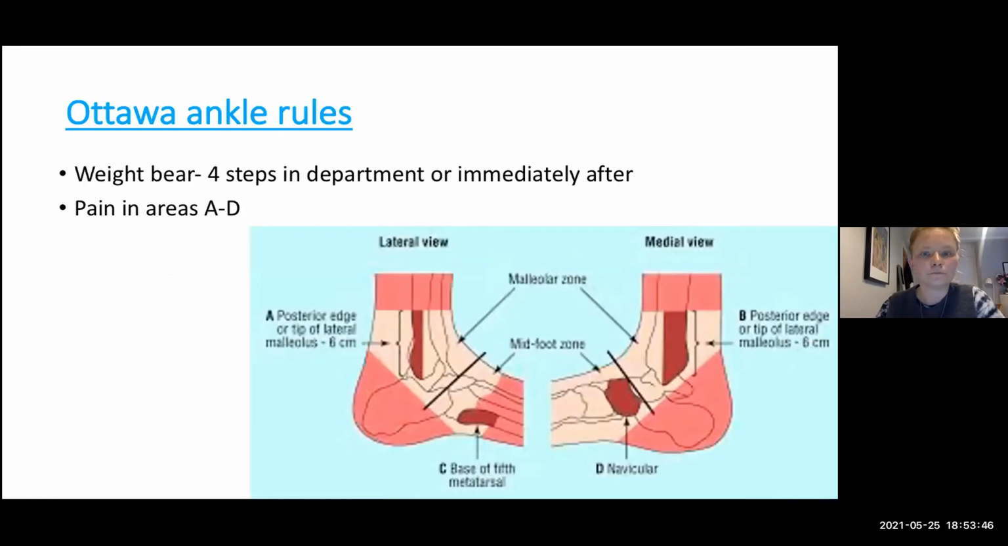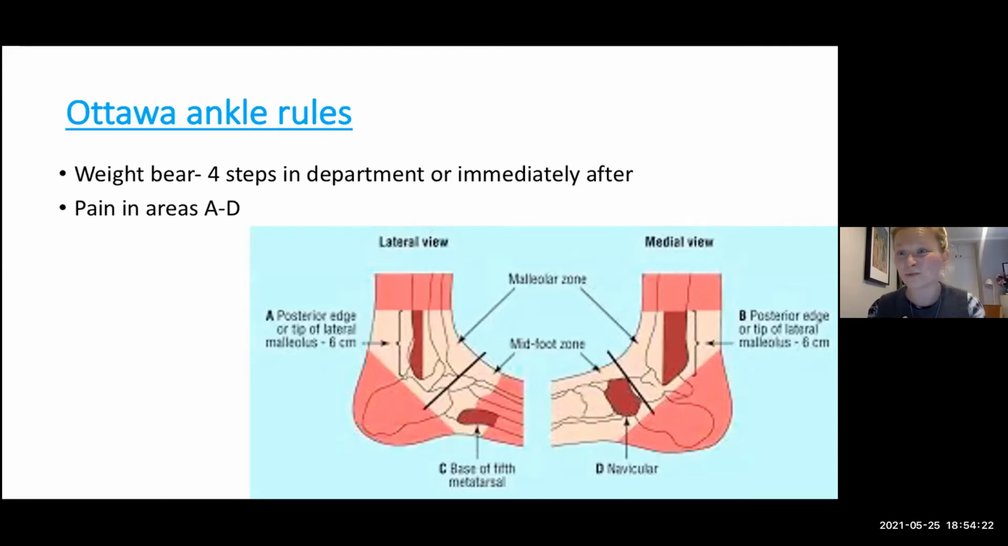Okay. Now, Ottawa ankle rules are something you'll hear about through A&E, and it's used here a lot in Britain to help A&E clinicians or primary care clinicians decide whether they want to image a patient's ankle. It's for people that come in with foot and ankle pain that are able to give a history. So it is not particularly useful for patients with low GCS or those that are not able to give a history at all.